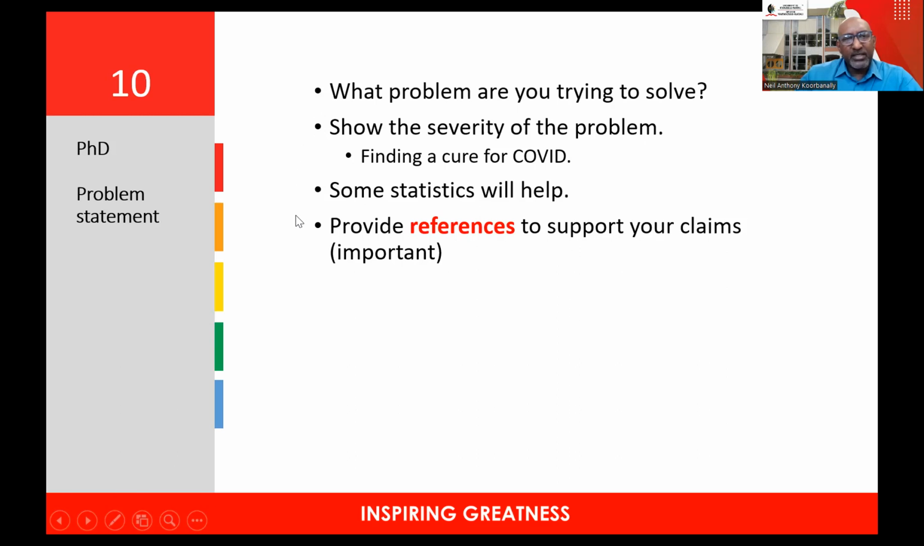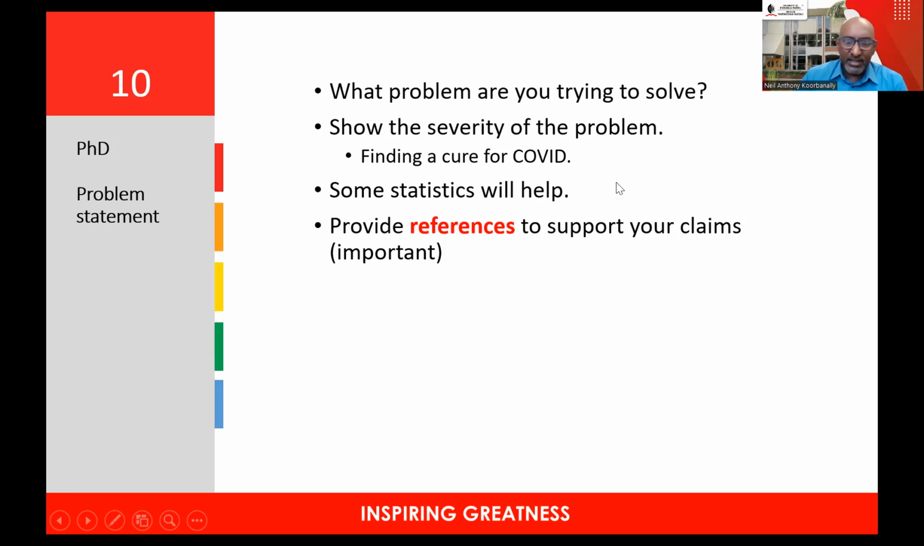So in the PhD, you have a problem statement where you outline what problem you're trying to solve, just like what we discussed for masters. But here, you're going to put that separately, right? So everything that we just discussed, you're going to have a separate problem statement on what problem you're trying to solve, right? It will help you in this section to show the severity of the problem, right? And as I say, some statistics will help here.